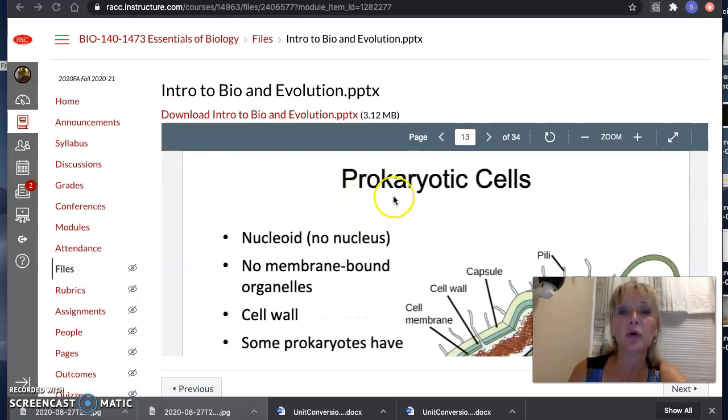One is called a prokaryotic cell. Pro means before, karyotic is nucleus. So before a nucleus, and a nucleus has our DNA. So if we don't have a nucleus, we don't have DNA. We can't tell if we're a dog or a human or a giraffe or a plant. We can't tell if we have genetic diseases or issues or things to inherit. So DNA is important. So these cells came before life.